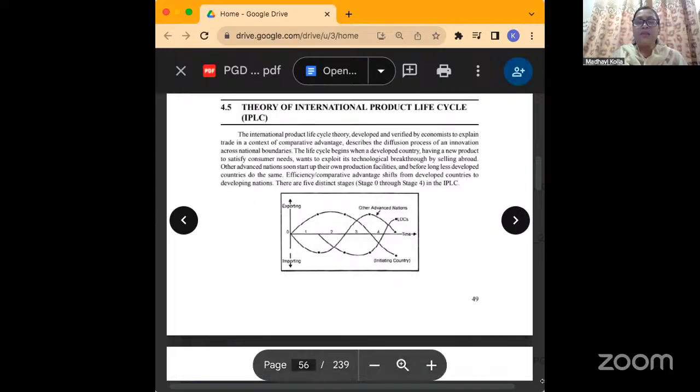The next thing that we'll be talking about is the theory of product life cycle, and that is how different is it from that of an international versus domestic market.